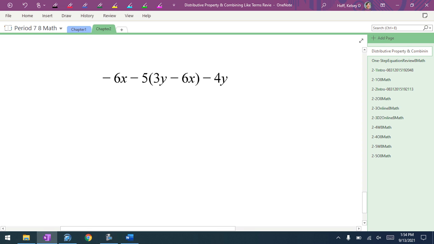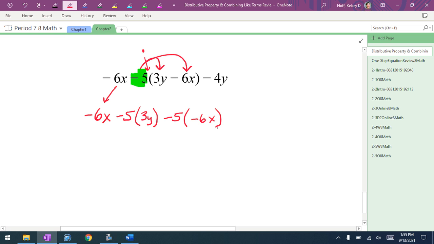Aiden? Negative 5. Take that negative sign with it. How does he know that? Because it's right next to the parentheses. Now, negative 6x out front. Don't lose him. Just drag him straight down, because right now, we're not going to do anything with him. We just know it's negative 6x. Then we're taking negative 5 times, say it again, 3y.